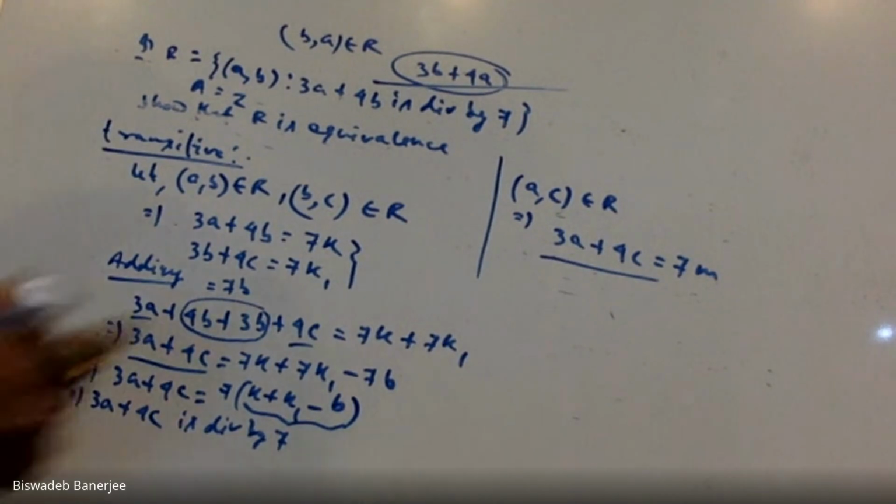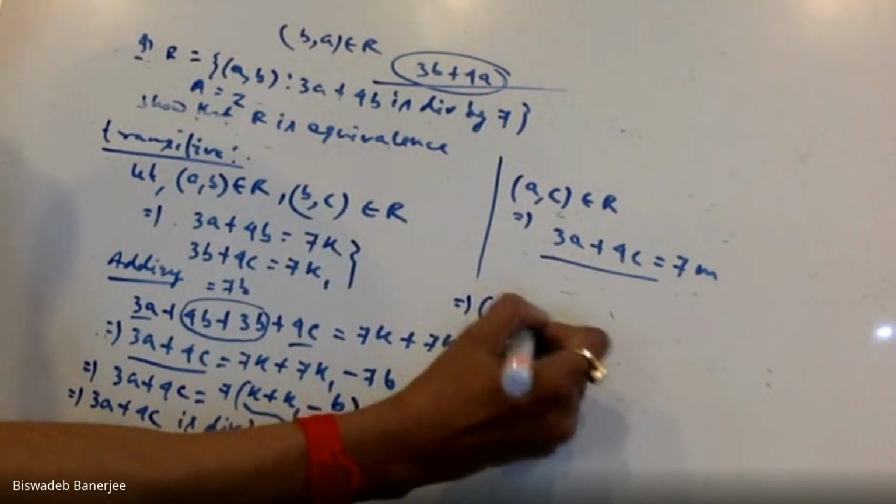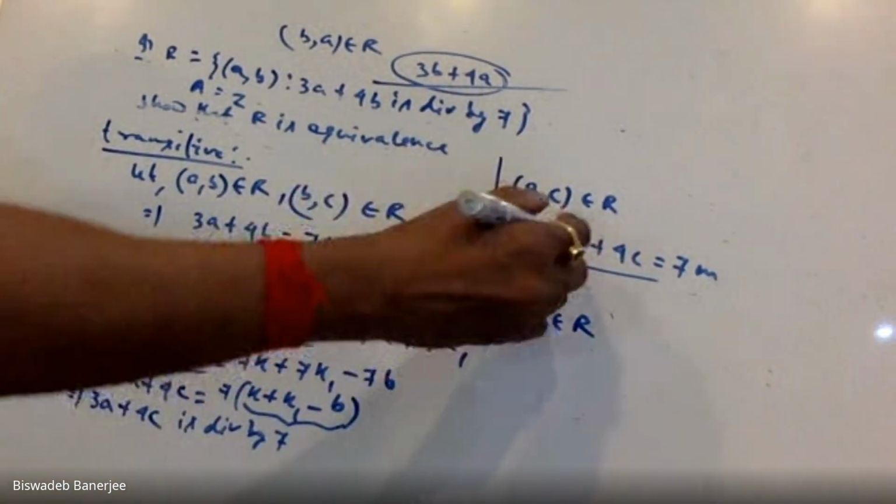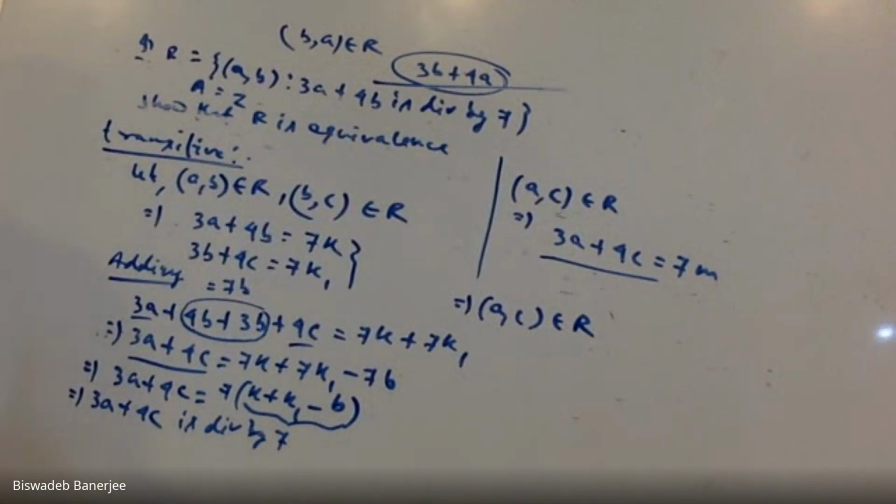That means, yes, a comma c belongs to R. Already written here, this is my rough work. A comma c belongs to R. That means it is transitive. So it is reflexive, symmetric, transitive, all. So it is an equivalence relation. Okay, it is an equivalence relation. Done.